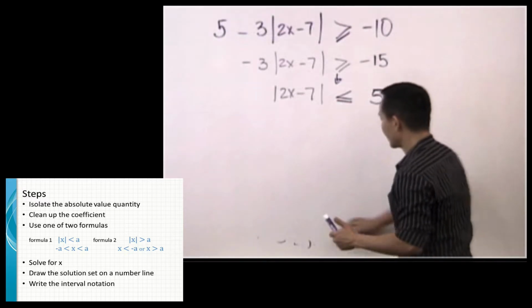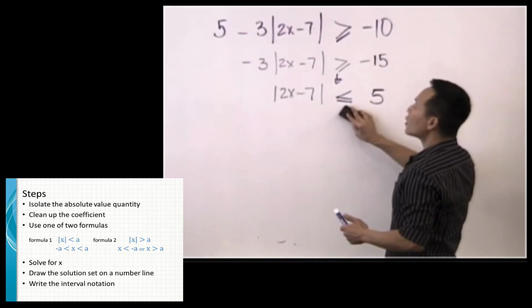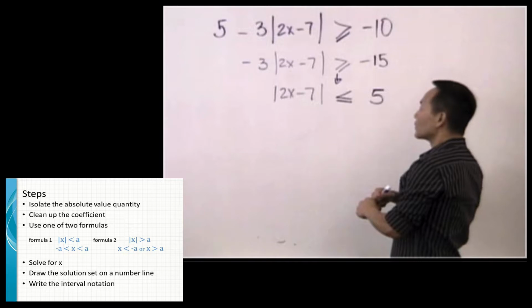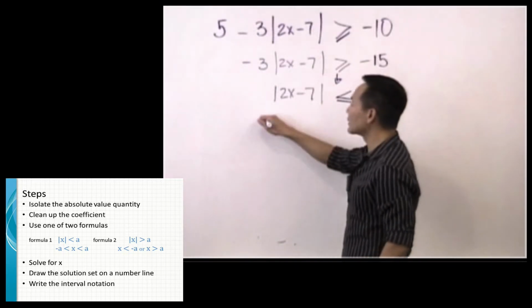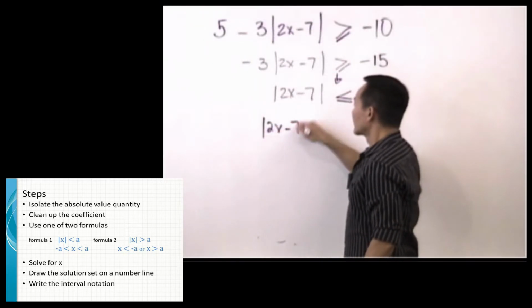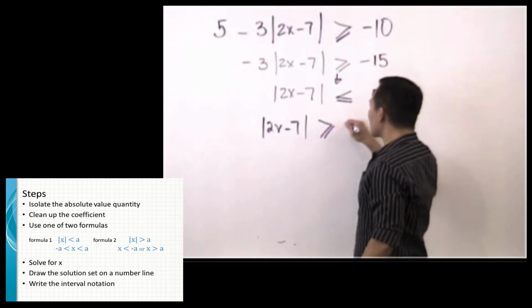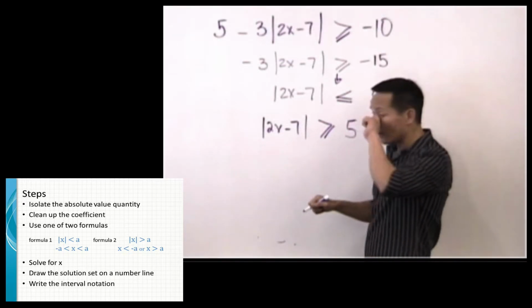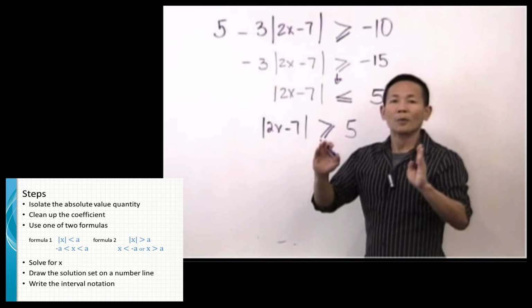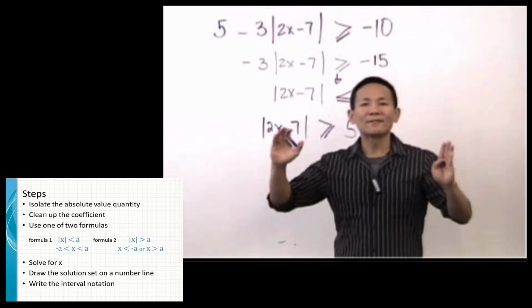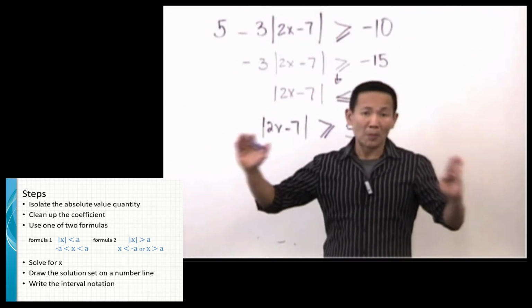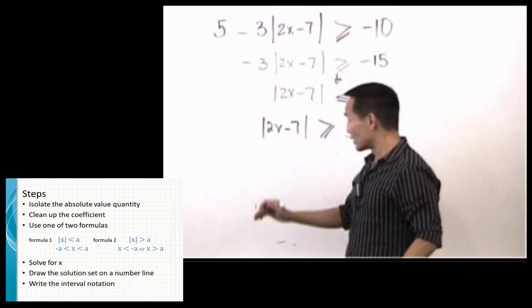What if here I don't have less than or equal to 5? What if I still have the same expression, but now I have greater than or equal to 5. How can I solve for this? All right, now we want something more than 5 distance units from 0.